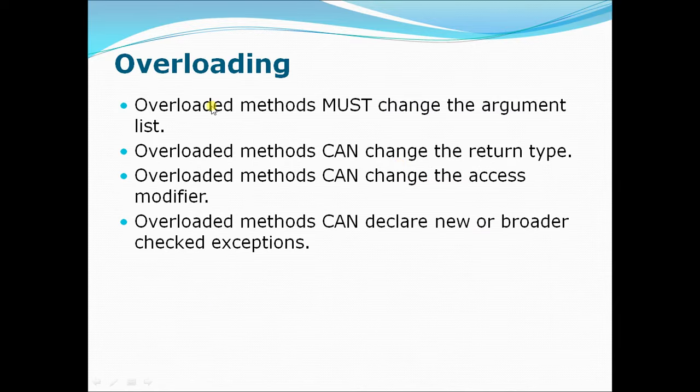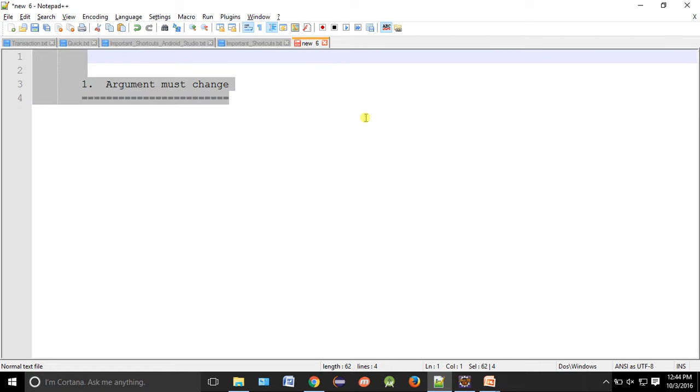So that's why I mentioned about the C. Overloaded method must change the argument list. Can change the return type. You can change, you cannot change, it is up to you. Then here access modifier. So you can is not mandatory, but only this one is mandatory. Okay. So now I will give you a very simple example.